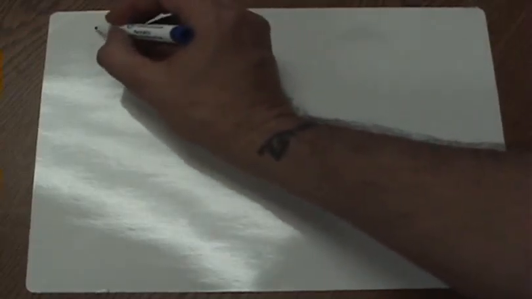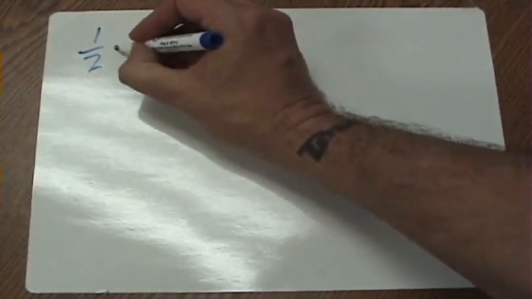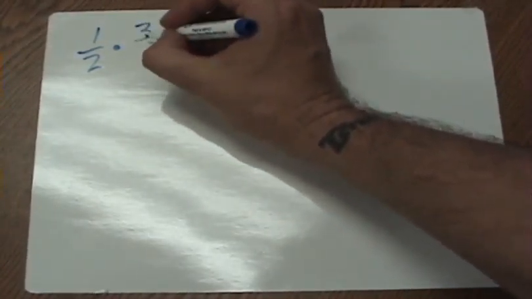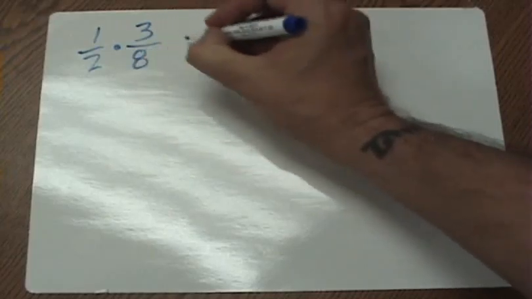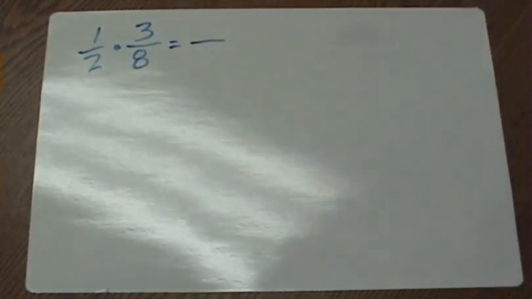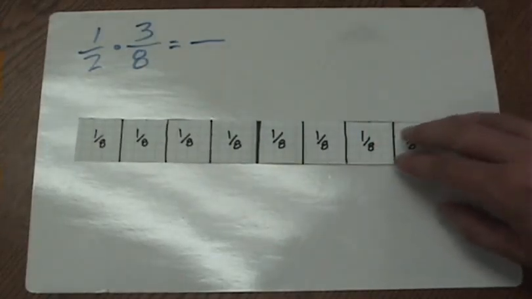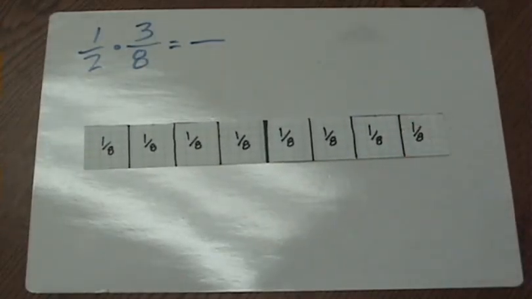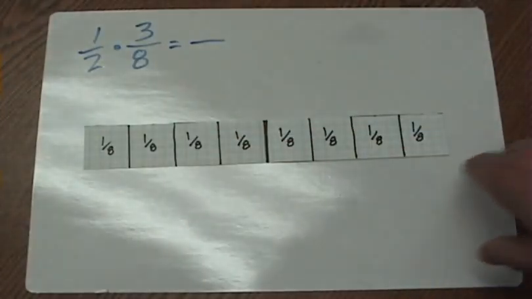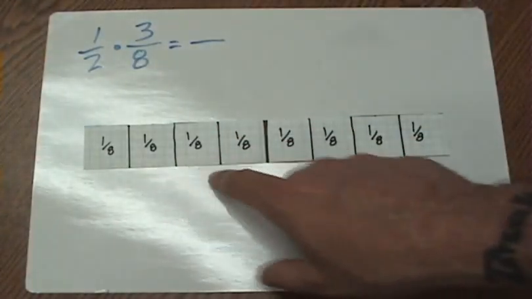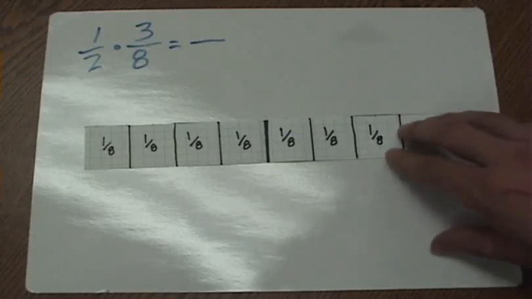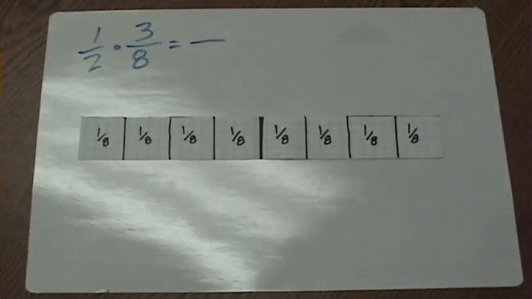And what we want to show using the fraction strips is the product of 1/2 times 3/8. So what we're going to do is get our fraction strip that shows eighths. Now this fraction strip represents a whole, so I'm going to have 8 1/8 portions on it. What we want to do is show half of 3 of the eighths.